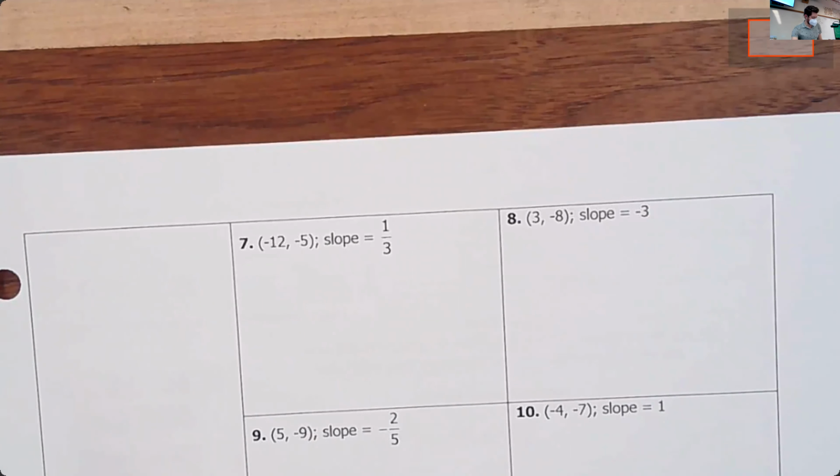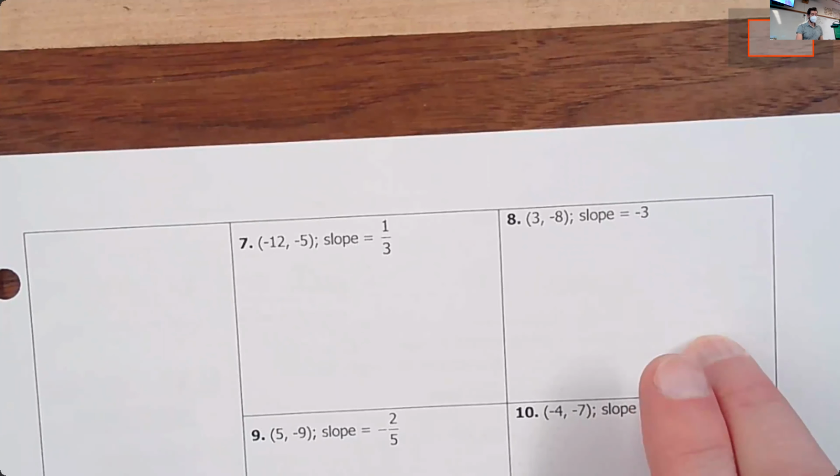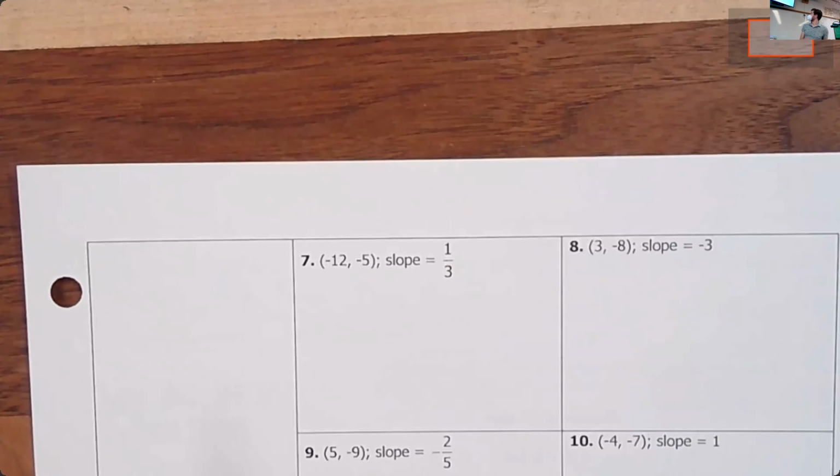Let's just do the odds. We'll do 7, 9, 11, 13, and 15, and then 8 through 16 evens. I will put those on Google Classroom, but we won't fill those out during class. I want to make sure you've got lots of time to get started on your assignment today. So here we go, number 7.